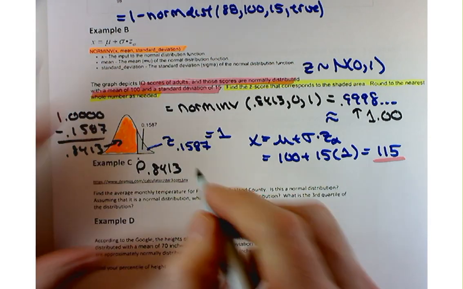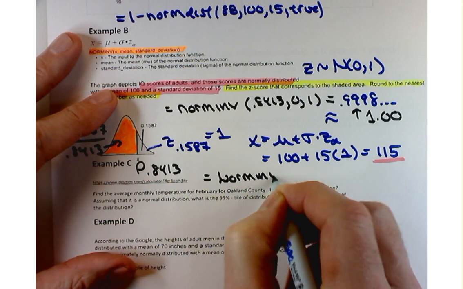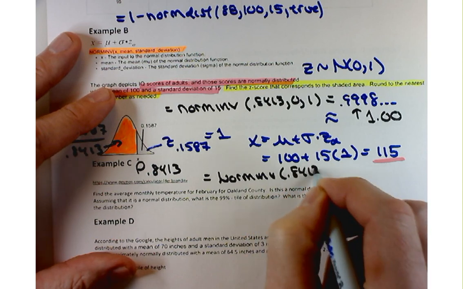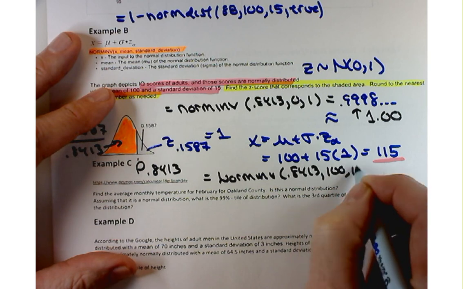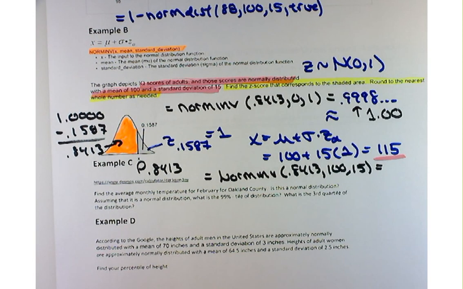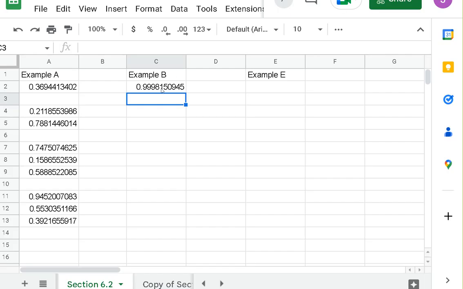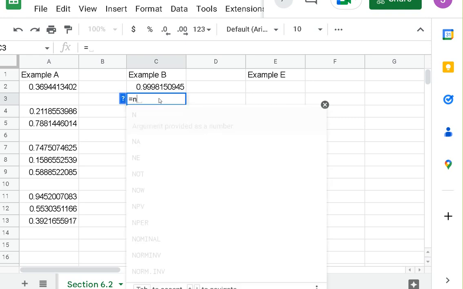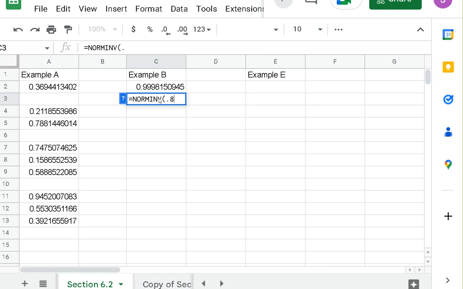So let's do it down here, equals norm inverse of 0.8413, comma 100, comma 15, and I'll get something very close to this. The only reason I won't get an exact number is because I rounded this answer up here, so it'll be a little bit less than 115, but not by much. So, equals norm inverse of 0.8413, comma 100, comma 15. There you go. Like I said, this calculation has gotten a lot easier for this class. Philo, question? No? Okay. All right, so 114.97, etc.